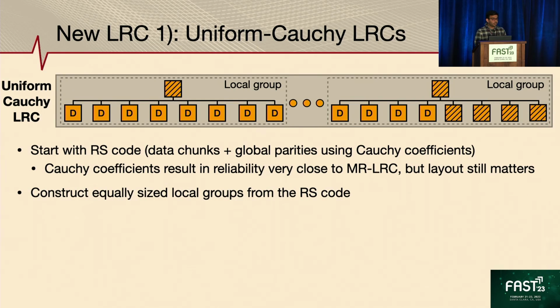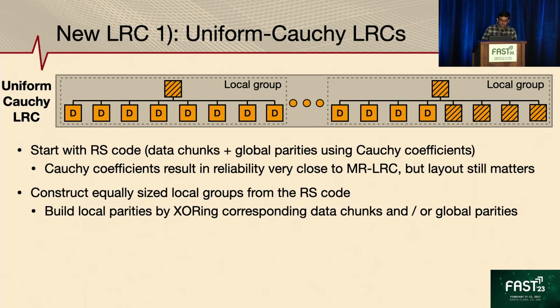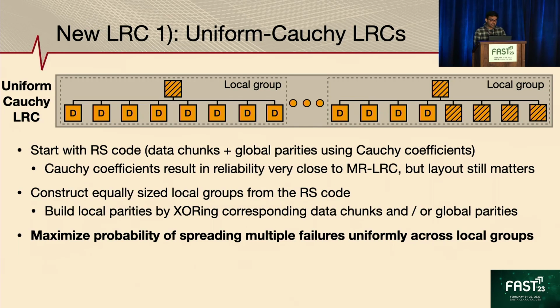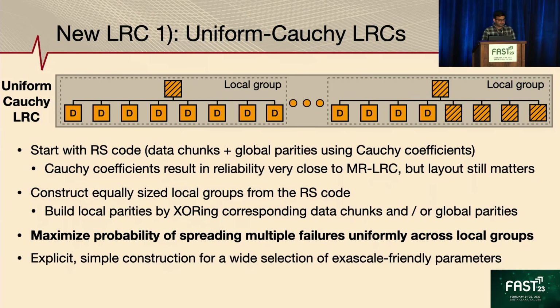Essentially, we want to construct equally sized local groups to form our wide LRC. Local parities are built by XORing either the data chunks that form the local group or the combination of data and global parities as shown in the last stripe. The intuition here is that we want to maximize the probability of spreading multiple failures that occur uniformly across the local groups, essentially making all the parities work towards the reconstruction of your missing data. This construction is very simple and is possible for a very wide selection of exascale friendly parameters, both in terms of coding efficiency and in terms of wanting to reduce storage overhead.